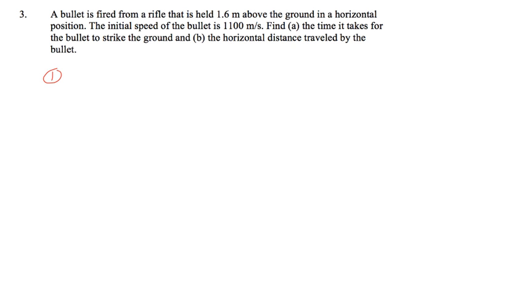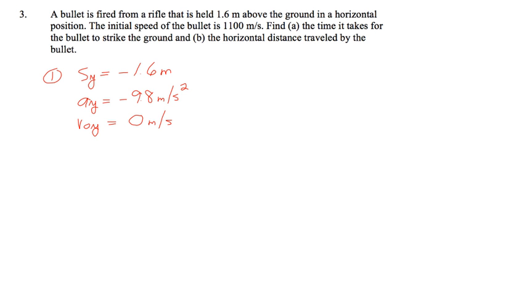Since the rifle is held 1.6 meters above the ground, I know the bullet is going to fall 1.6 meters by the time it hits the ground. And I always know acceleration in the Y direction because we include the effect of gravity, so that's 9.8 meters per second squared. If the projectile is launched horizontally, then to begin with there is no vertical velocity, so the original velocity in the Y direction is 0 meters per second. Those are the three things that I know.